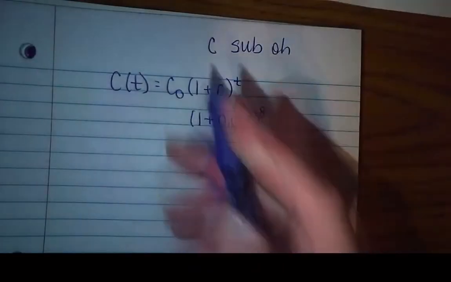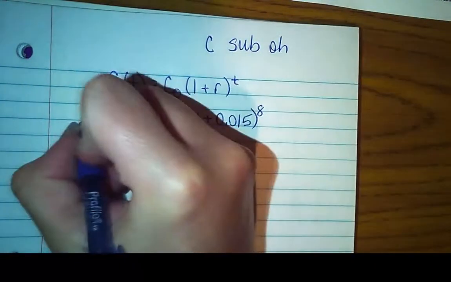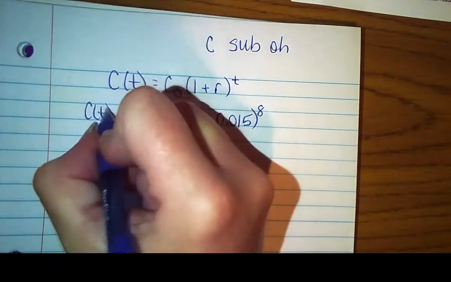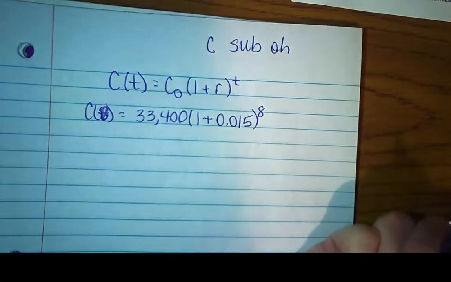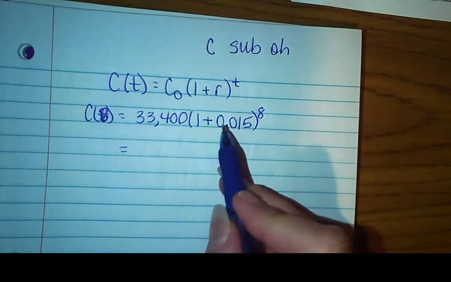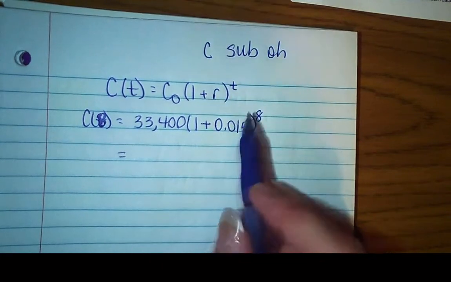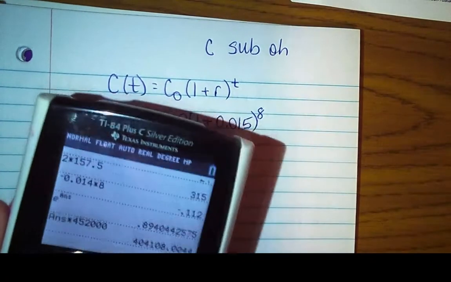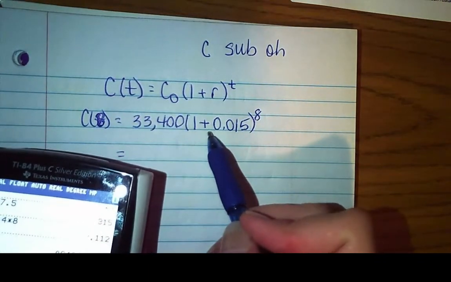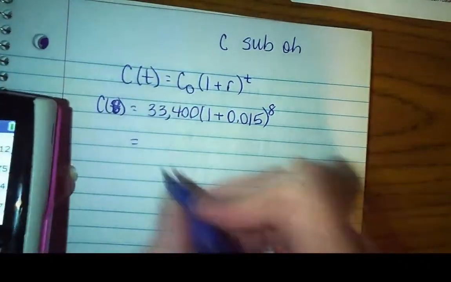So I would like to know the cost of my car right now is $33,400, and I would like to know the cost as time goes on, or the cost in 8 years. So again, all of your variables are done. All you have to do is slap this in your calculator. Order of operations says I have to do what's inside the parentheses first. So I'm going to add the 1 and the 0.015, and that gives me 1.015. Then I'm going to raise that to the 8th power.